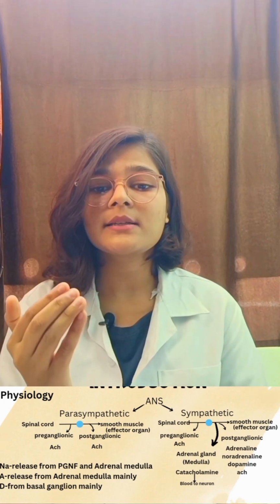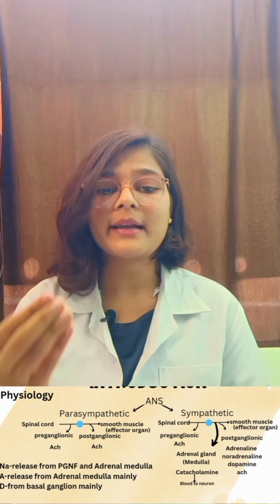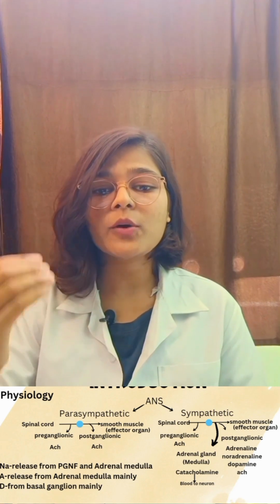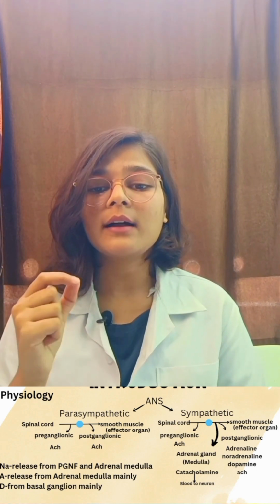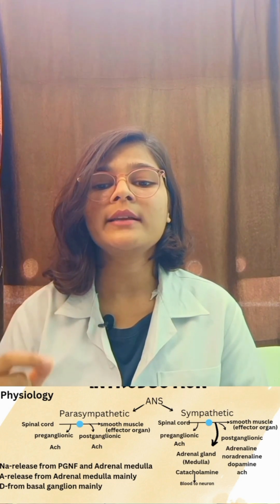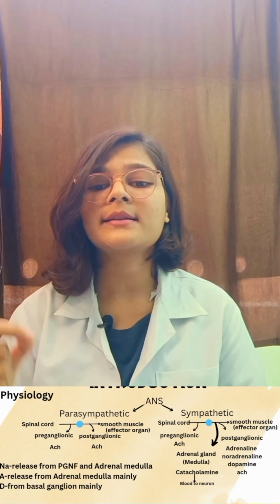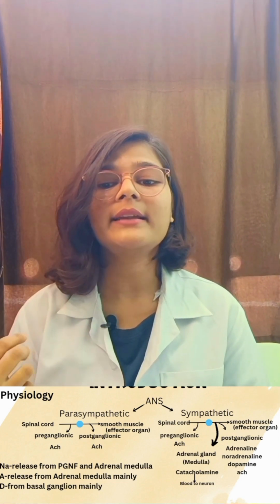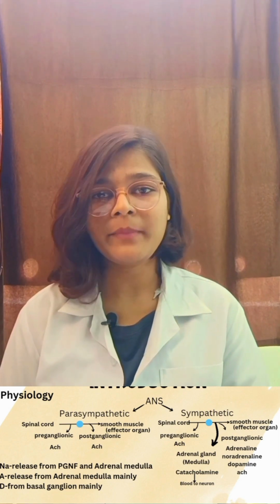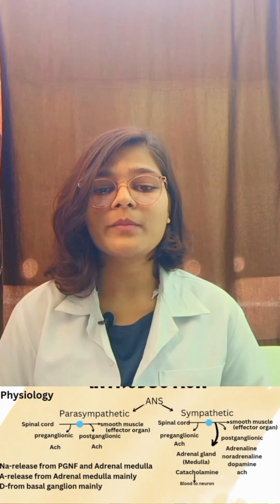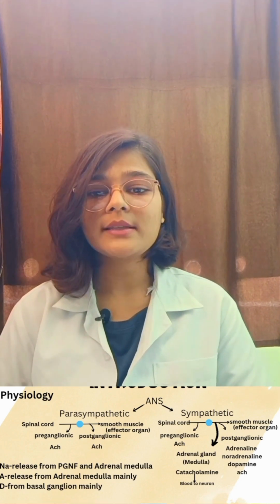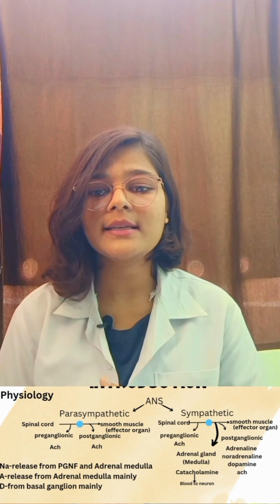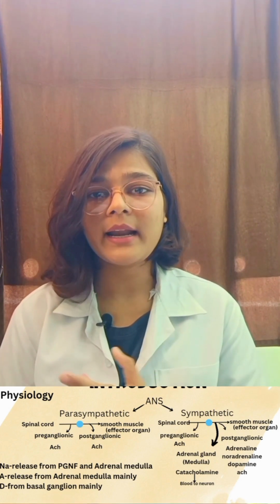In the parasympathetic system, the preganglionic transmitter is acetylcholine and the postganglionic transmitter is acetylcholine. In the sympathetic system, the preganglionic transmitter is acetylcholine, while the postganglionic transmitters are adrenaline, noradrenaline, dopamine, and acetylcholine may be in very little amount. Noradrenaline is released from the postganglionic nerve fiber and the adrenal medulla, because there is one other way of releasing it in the case of the adrenal gland.